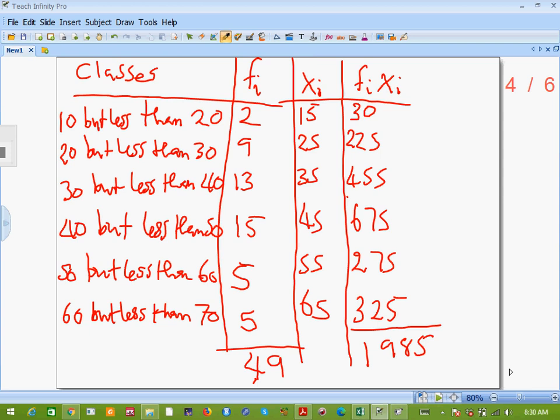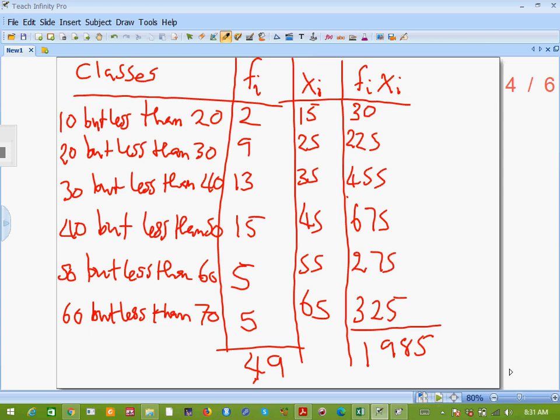Therefore, we need to know the frequency of the modal class, which is 15. The lower limit is just this value, the one that we have talked about in the past. So the lower limit will be 40 in this case. And the frequency of the modal class, which is FM, is 15. The frequency before is 13. The frequency after the modal class is 5.